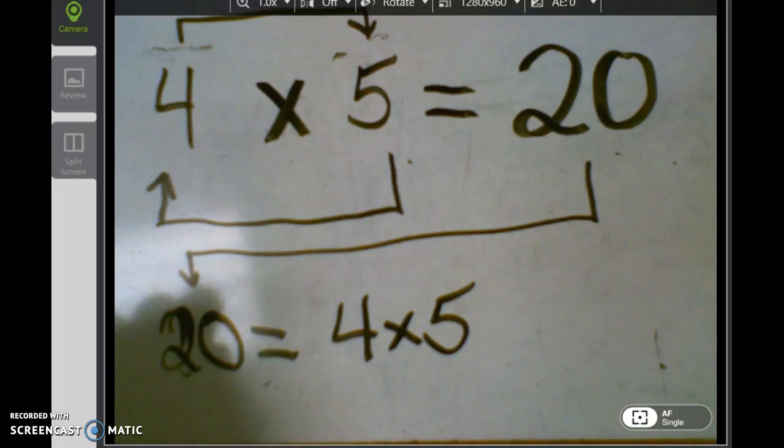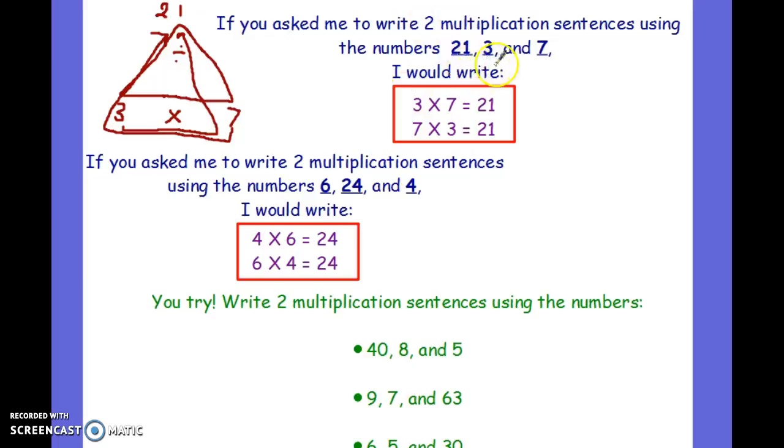Let's go back to our flip chart. In this case, we had to write 2 number sentences for 21, 3, and 7. Well, 3 times 7 is 21. 7 times 3 is 21. The same exact concept can be applied when you're talking about the 3 numbers 6, 24, and 4. 4 times 6 is 24, and 6 times 4 is 24. Another way you could write it, from left to right, you could start with the answer and still write two multiplication number sentences by saying 24 equals 4 times 6, or 24 equals 6 times 4.